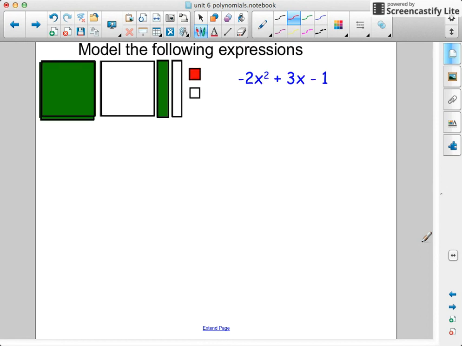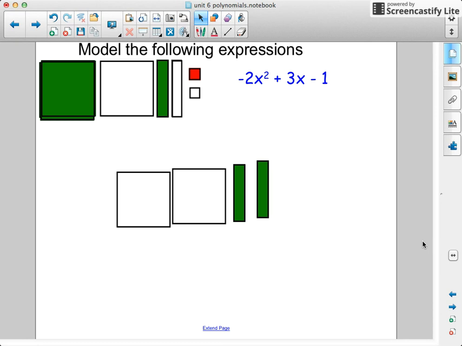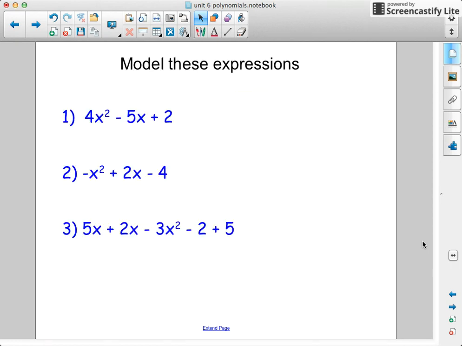Okay? So if we model the following expression, it just means we're going to bring out the blocks that show what the expression is. So negative 2x squared would give me negative 2 of these, plus 3x, so 3 positives, and negative 1 constant. So that's just what my polynomial would be modeled. And that's important because, in the end, we're going to end up adding, subtracting, multiplying, dividing with the models. So I'd like you to model these, maybe draw them in your notebook and use the tiles actually, and then show me, and I'll make sure you're on the right track to model these expressions.